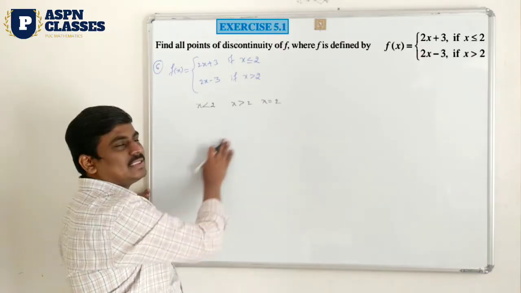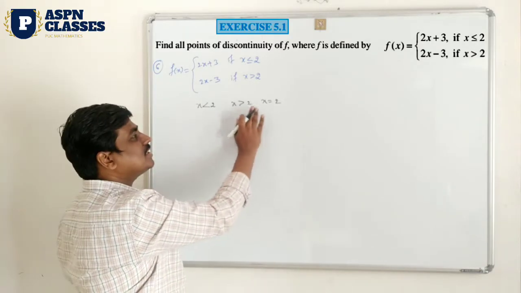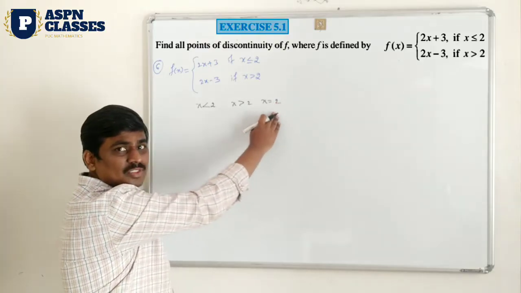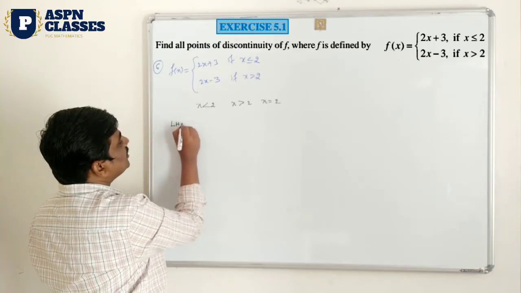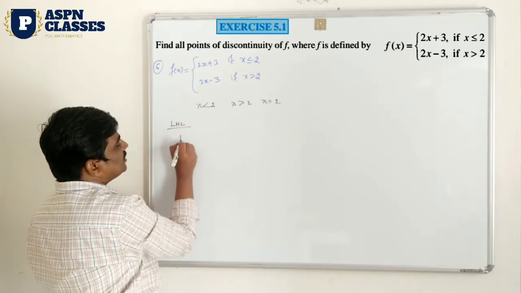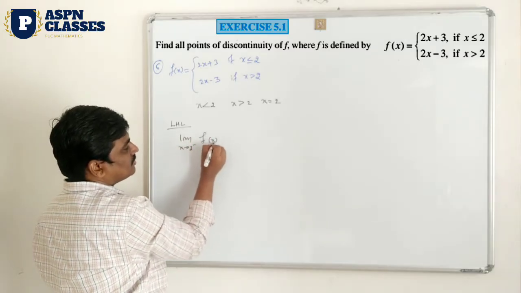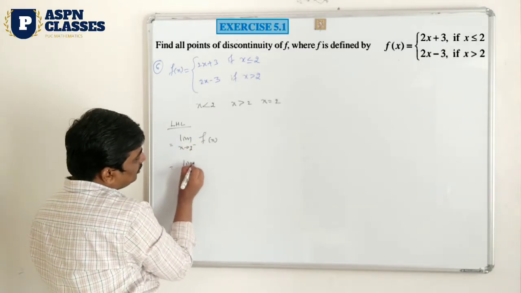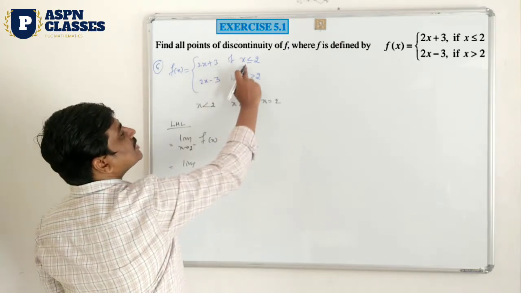Correct? Why do you check these 3 points? Less than means this is the LHL condition, greater than 2 means it is the RHL condition, and x is equal to 2 means this is the function value. Okay, so now I am going to start with the LHL result: limit of x tends to 2 minus of f of x. What is the f of x answer? x is less than 2.